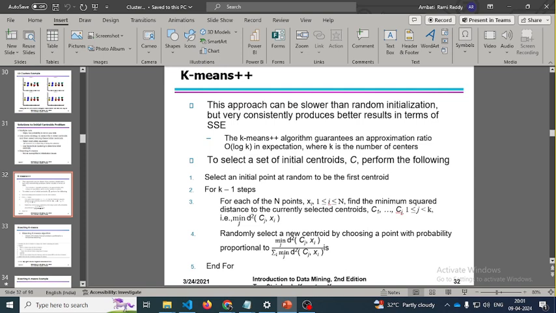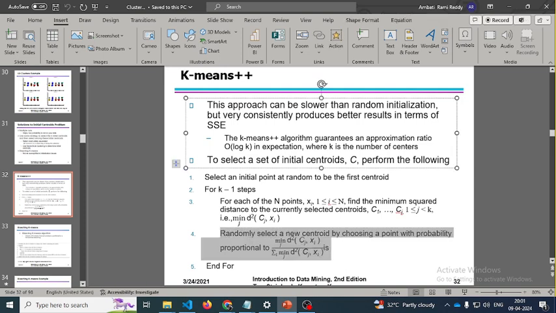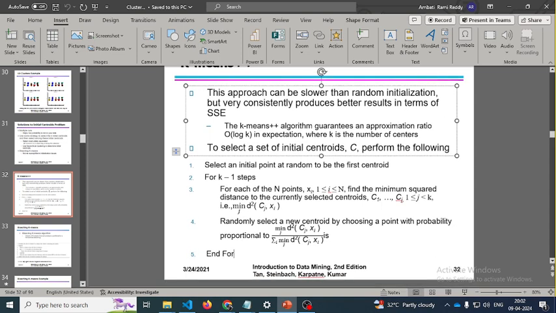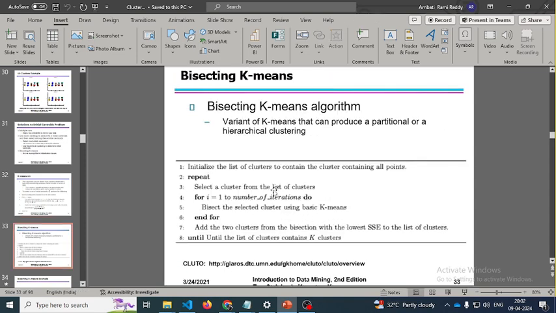After that, we include this step: randomly select a new centroid by choosing a data point with probability proportional to min d square of the centroid and data point, divided by the sum of the min distances between the centroid and data points. This particular step is new in k-means plus plus. If you use k-means plus plus, it will take less time, and at the same time you will get better clusters.